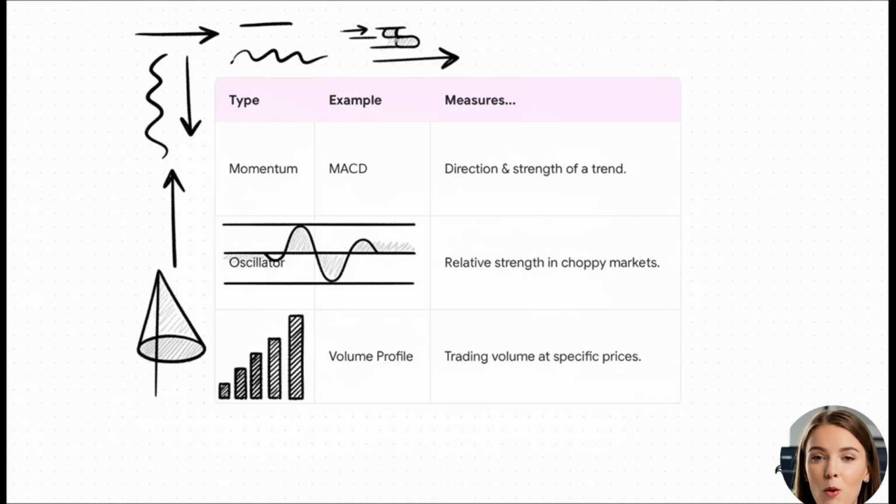Indicators pretty much fall into three main groups. You've got your momentum indicators, like the MACD, which are all about the speed and strength of a trend. Then you have oscillators, like the RSI, that tell you if a market is maybe overbought or oversold, which is super useful when things are choppy. And finally, volume indicators show you how much conviction is behind a move. Is everybody on board, or is this move built on nothing?